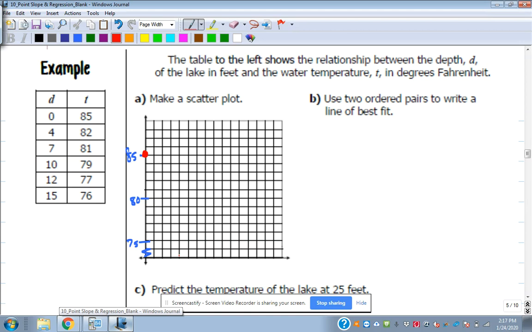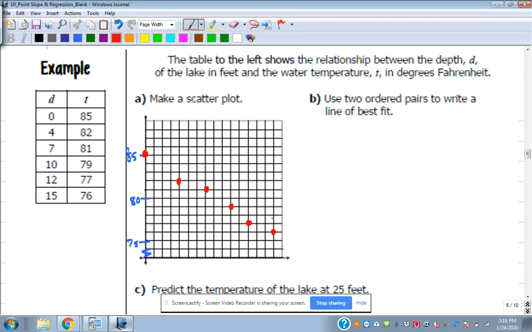4, 82. 1, 2, 3, 4, 5. There's 80, so 82 would be right there. 7, 81. 6, 7. And then 10, 79. So 1, 2, 3, 4, 5, 6, 9, 10. And then 79. There's 80, there's 79. And then 12, 77. 12, 78, 77. And then 15, 76.